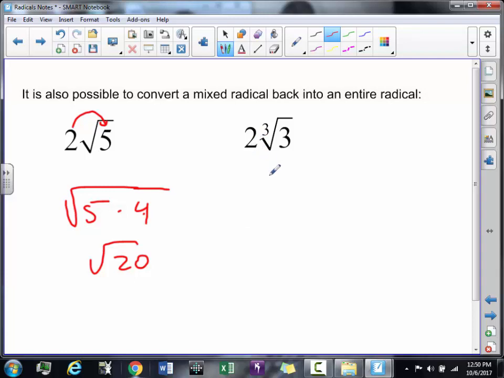Or this one right here. This cube root of 3 is still going to be there. This 2 got to come out of the radical sign, though, because it was actually the number 8, because the cube root of 8 pulled out gives you 2. So then this would be going the other way.